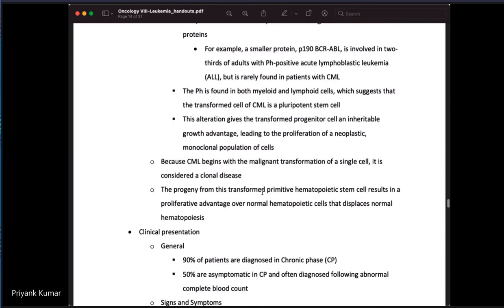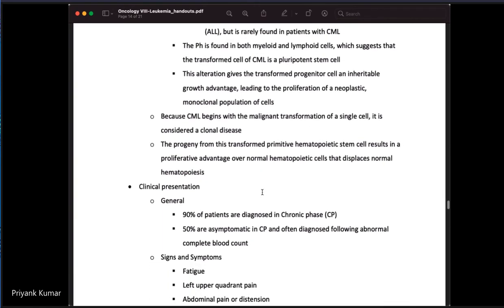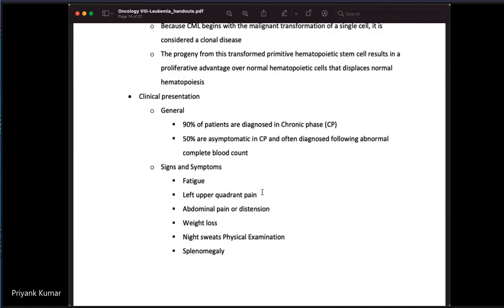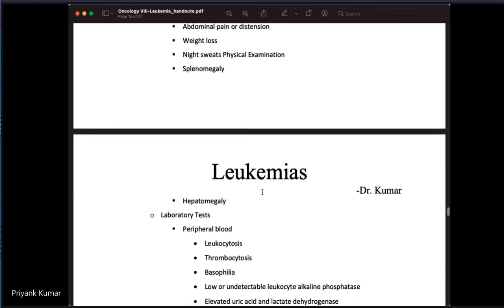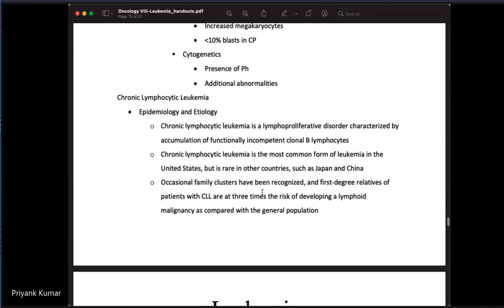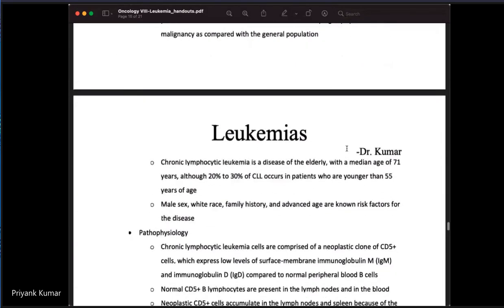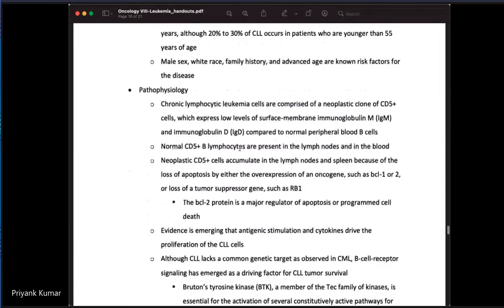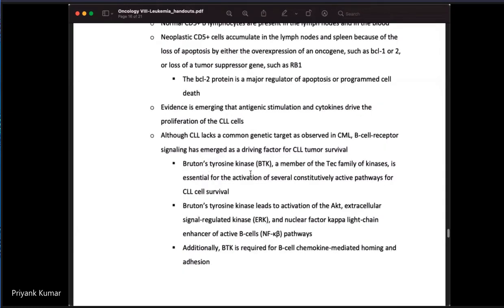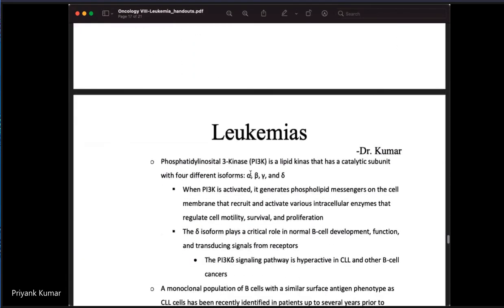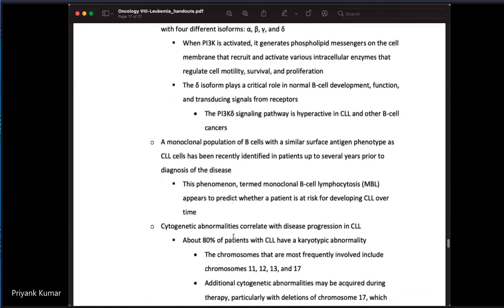And then here in clinical presentation, I have included main points there. Okay, so go over these main points. Then chronic lymphocytic leukemia. Here, CD5 plus B lymphocytes. Okay, these are important. Then, Bruton's tyrosine kinase is important. Okay, PI3K. So go over these.